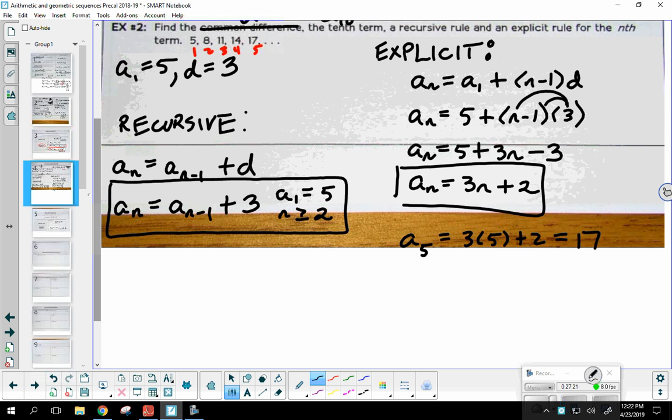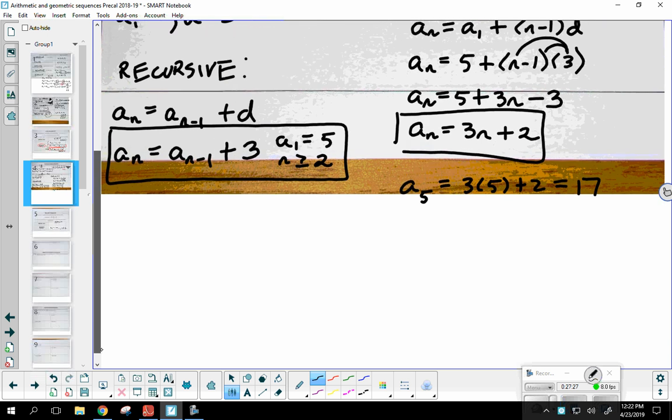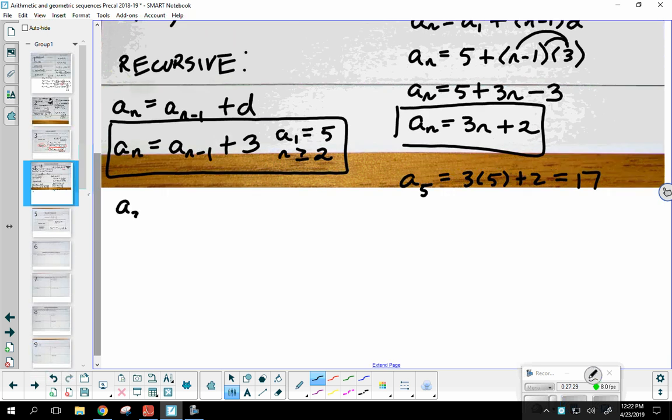Now recursive, remember, you can only find the current term if you know the previous one. So let's say I want the second one. Well, what am I plugging in for n?